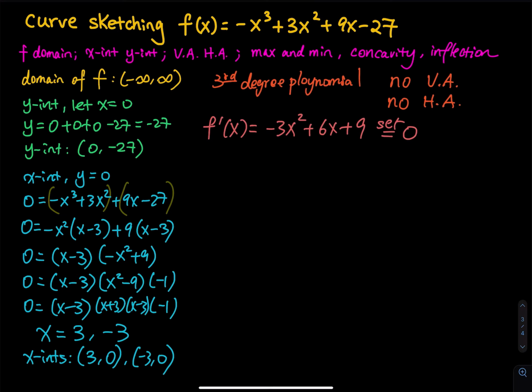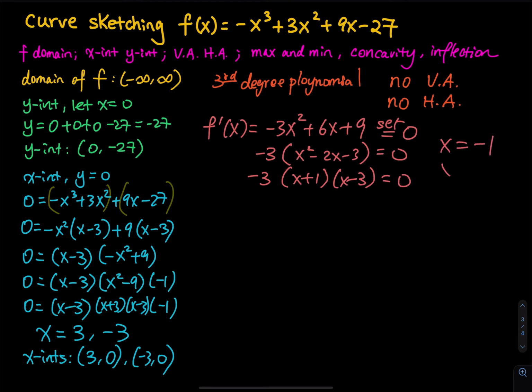And then this one, before I factor, I will take a negative 3 out. So I have negative 3 times x squared minus 2x minus 3 equals 0. And then factor that: x plus 1, x minus 3, equals 0. So we have x equals negative 1 and x equals 3. They are my critical numbers.